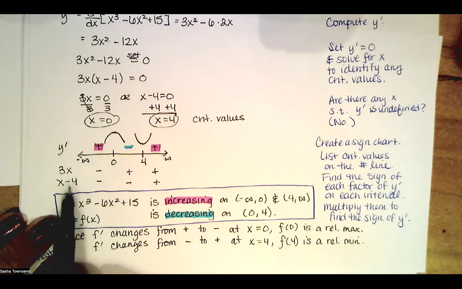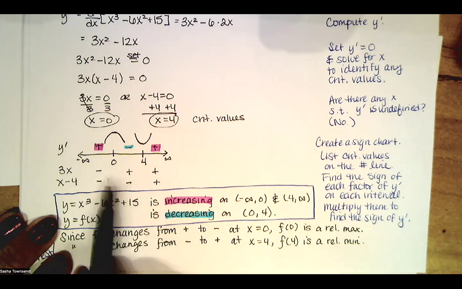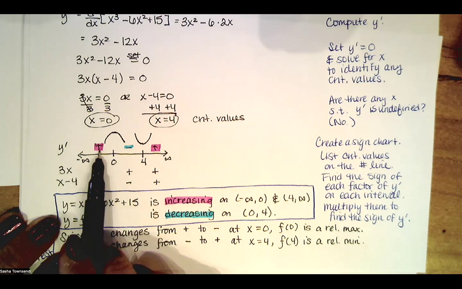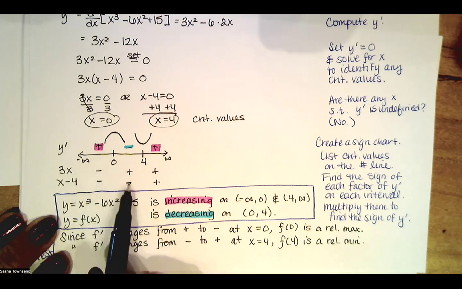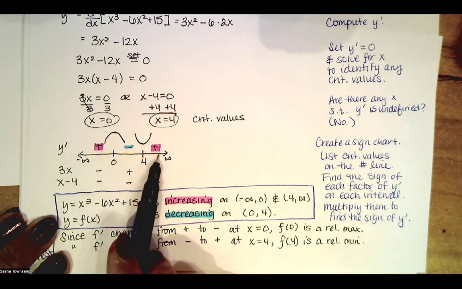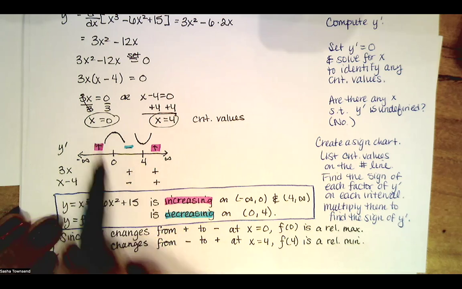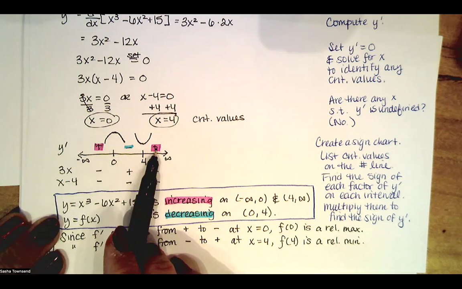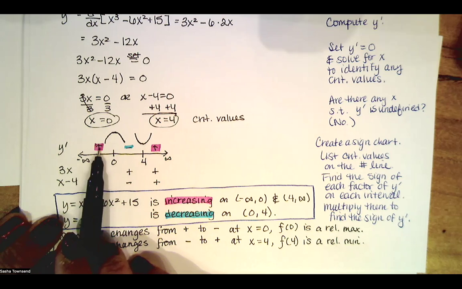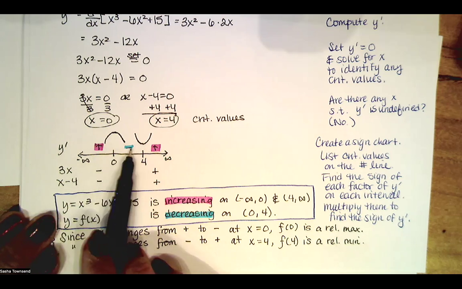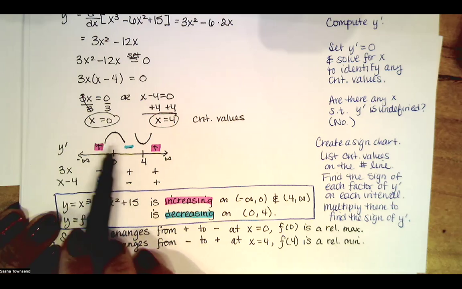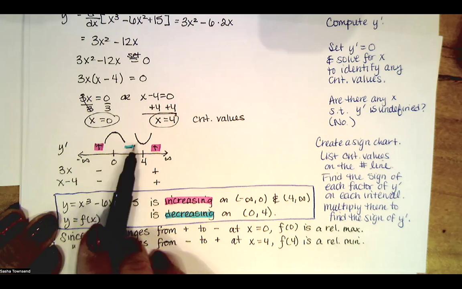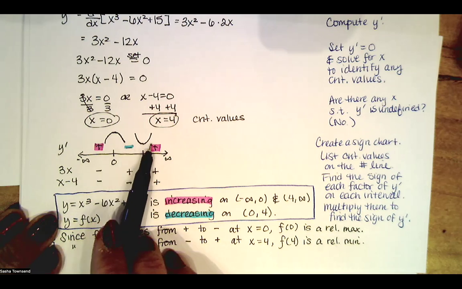And so we find the sign of each factor on each of the intervals, and then you multiply those signs to get the sign of y prime. A negative times a negative is a positive, a positive times a negative is a negative, and a positive times a positive is a positive. That allows you to infer these signs, and if y prime is positive, the function's increasing. If y prime is negative, the function is decreasing. And if the derivative changes signs, we have a relative max if it goes from positive to negative, or a relative min if it goes from negative to positive.